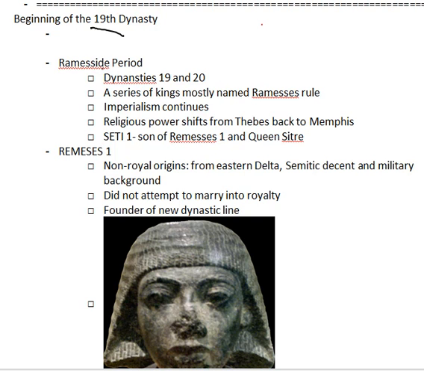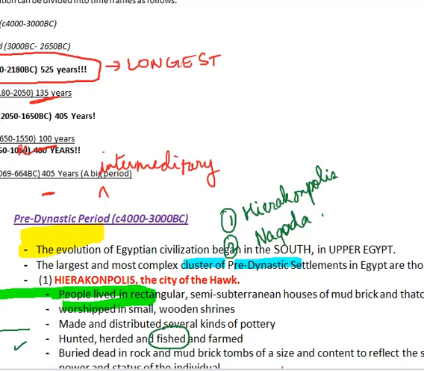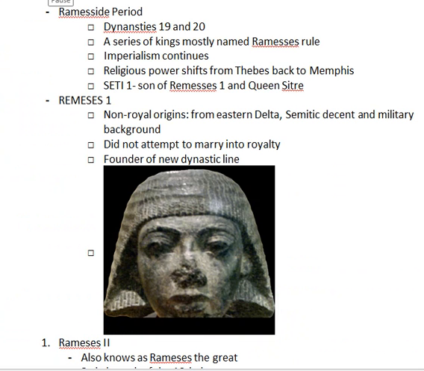The 19th and the 20th dynasties together are referred to as the Ramesside period, and this is because most of the pharaohs, most of the kings in this period had their names starting as Ramesses. They all had their names starting as Ramesses and they just had different numbers. And I think there's about 11 pharaohs whose names start as Ramesses.